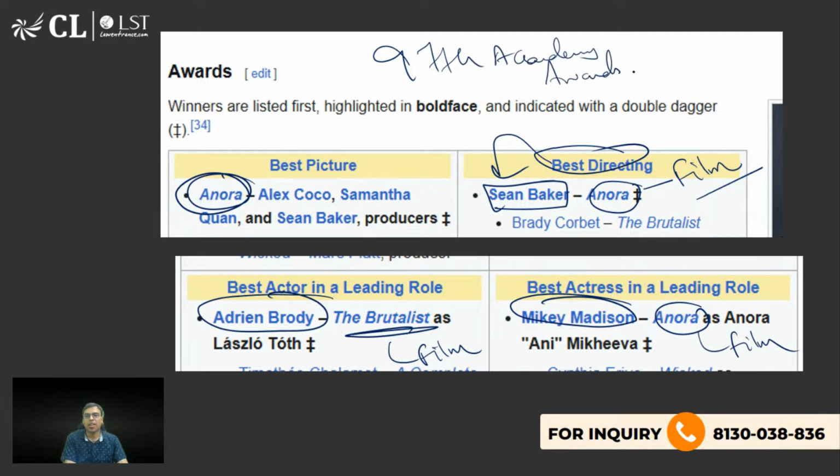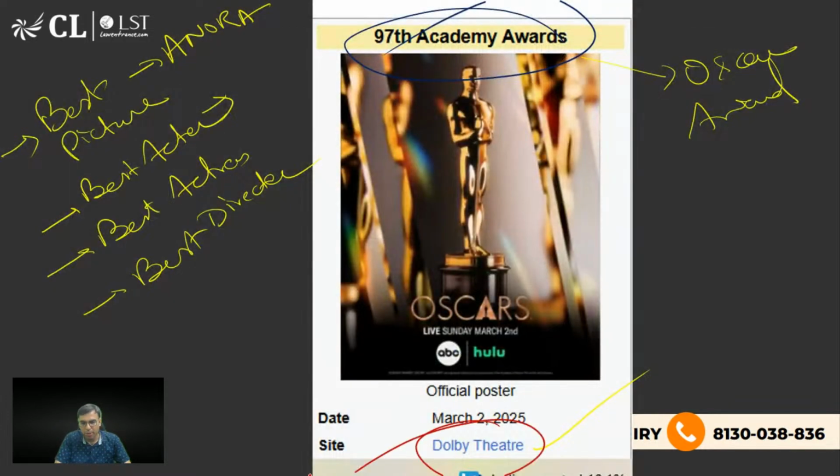It is given by which organization? Which organization gives Academy Awards? I had made a separate video on Oscars also. So the answer is AMPAS, Academy of Motion Picture Arts and Sciences, headquartered in Los Angeles, California. Dolby Theatre में दिया जाता है. This is Dolby Theatre where it is given. AMPAS, very good.